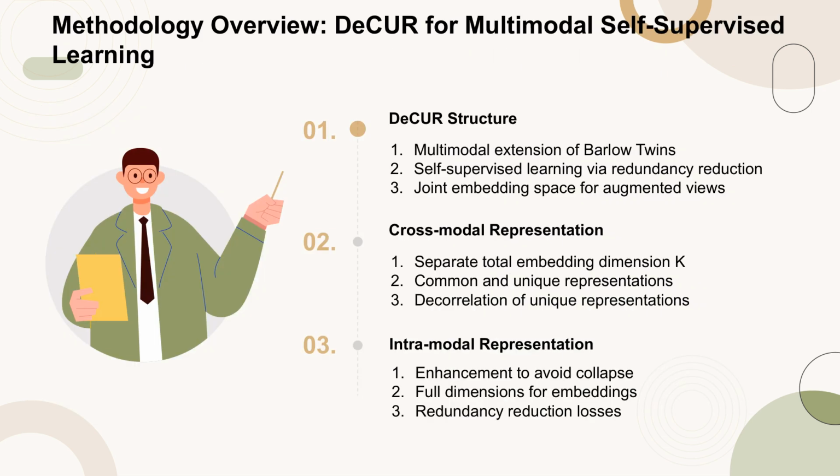The DeCUR framework is designed as a multimodal extension of Barlow Twins, focusing on self-supervised learning through redundancy reduction in a joint embedding space. This space is constructed from augmented views of inputs from both intramodal and cross-modal perspectives. A key aspect of DeCUR is the decoupling of common and unique representations across modalities. This is achieved by separating the total embedding dimension into common and unique parts, ensuring that common representations are identical and unique representations are decorrelated. Additionally, intramodal representation enhancement is introduced to prevent the collapse of unique dimensions and to boost the overall representation quality.